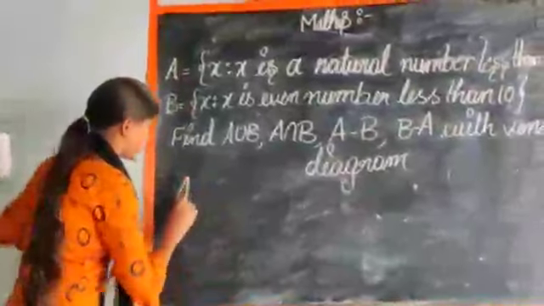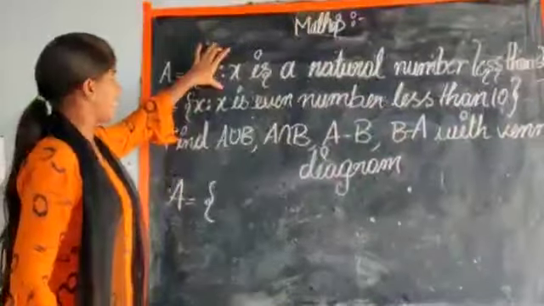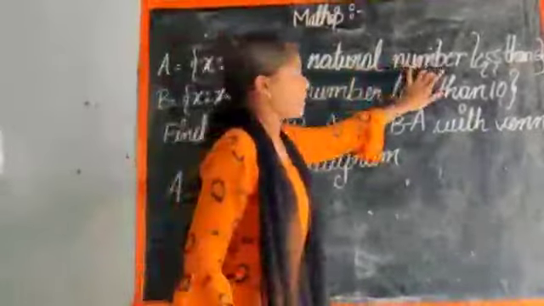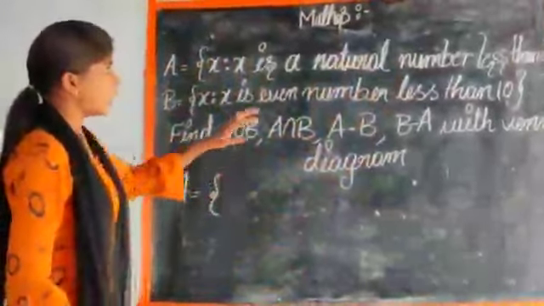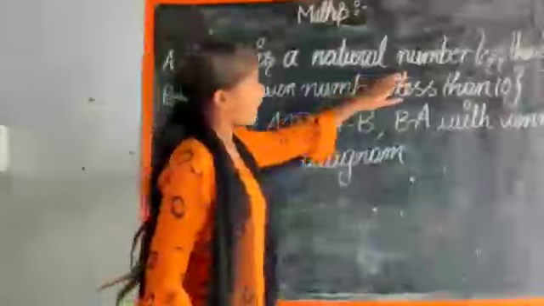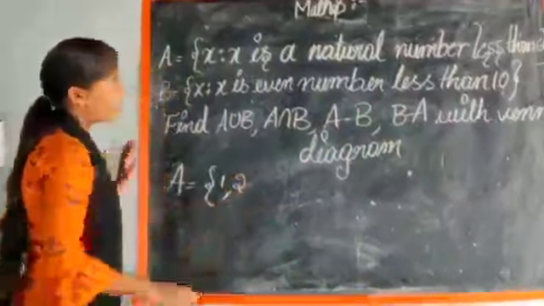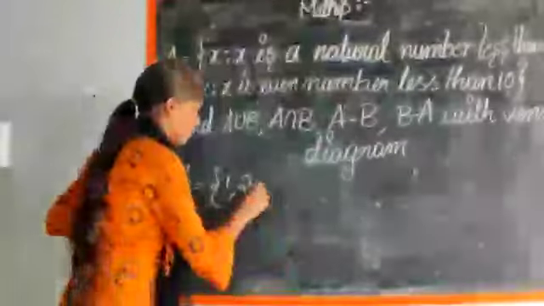So A. The information given in this set is x such that x is a natural number less than 6. The natural numbers begin with 1. So the condition applied is less than 6. We have to write from 1, less than 6 means 1 to 5 natural numbers.